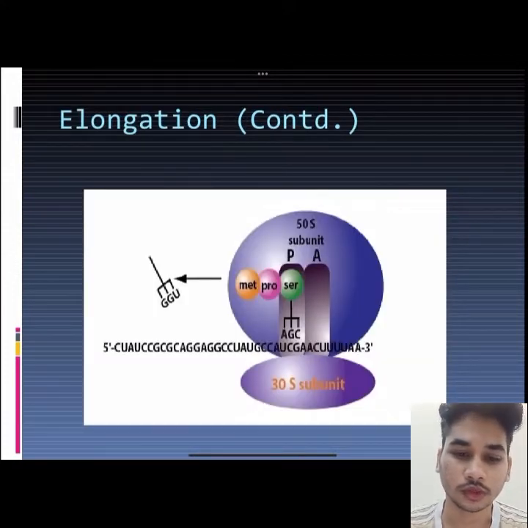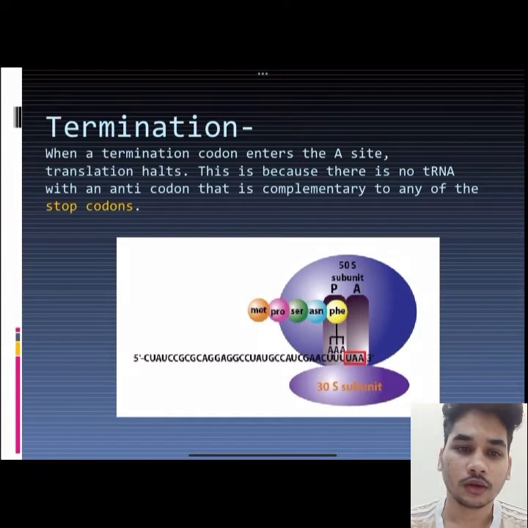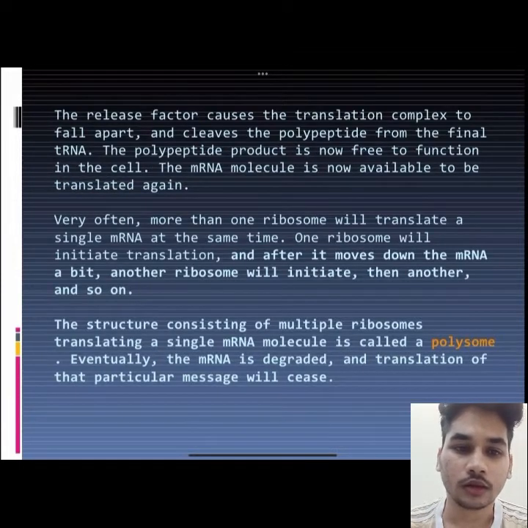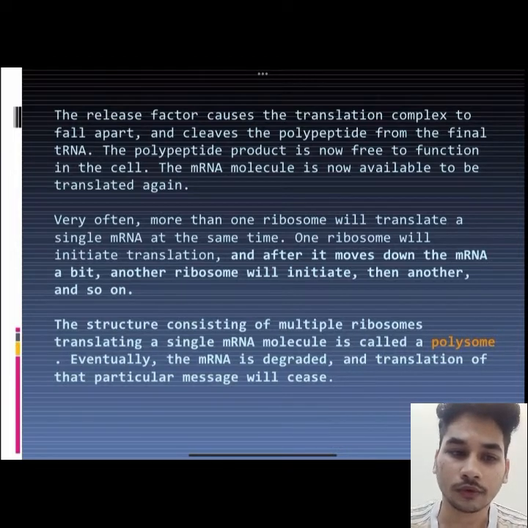So this is the process of elongation. Termination. When a termination codon enters the A site, translation is stopped. This is because there is no tRNA with an anticodon that is complementary to any of the stop codons. The release factor causes the translation complex to fall apart and cleaves the polypeptide from the final tRNA. The polypeptide product is now free to function in the cell.